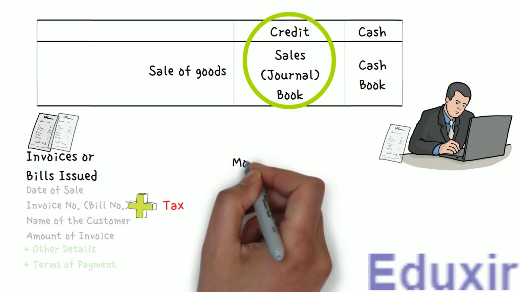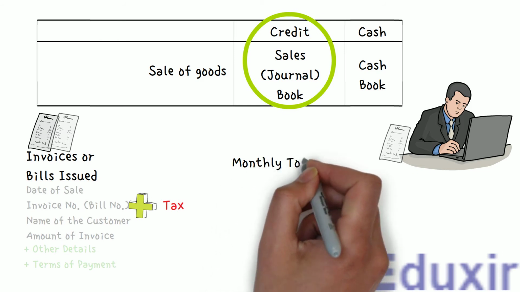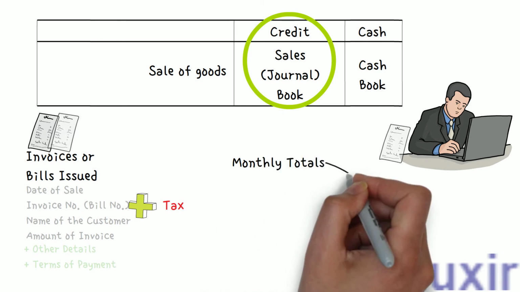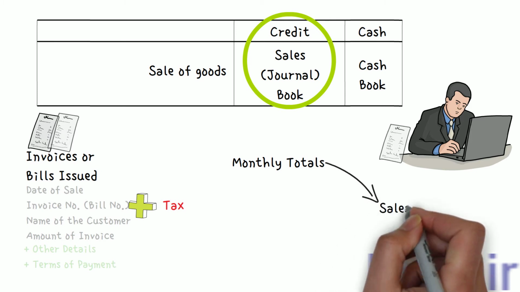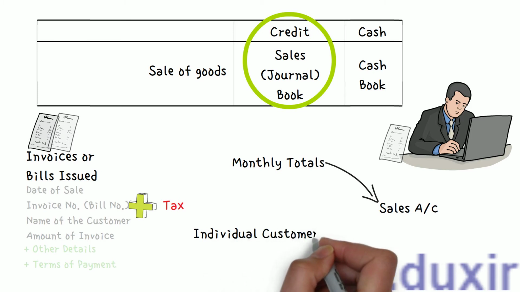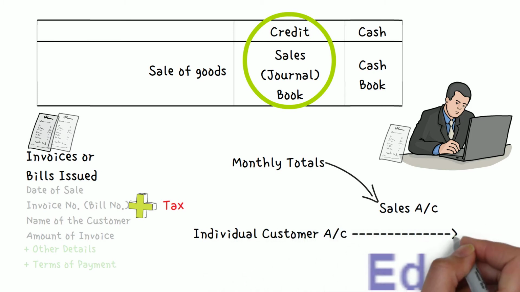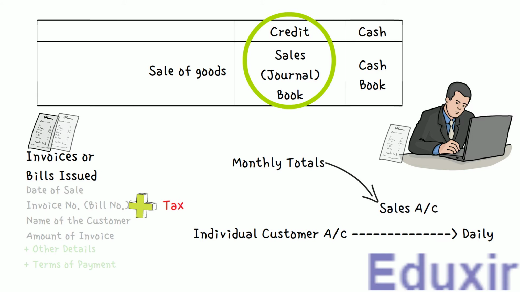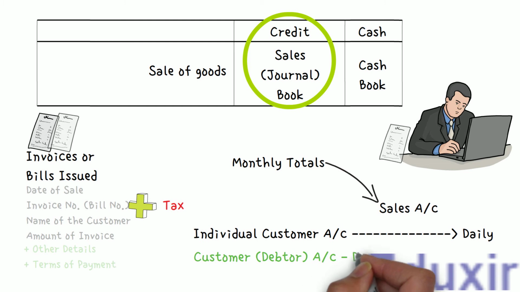Usually, once in a month or at specific time intervals chosen by the firm, the total of the amount is posted on the credit side of the sales account in the ledger. However, the entries to the individual customer's account may be posted on a daily basis. However, if the number of transactions are very large, this total may be done and posted at some other convenient time interval such as daily or weekly or fortnightly. Note that the customer or debtor accounts are debited and the sales account is credited.